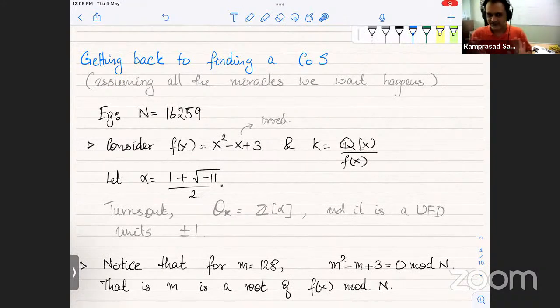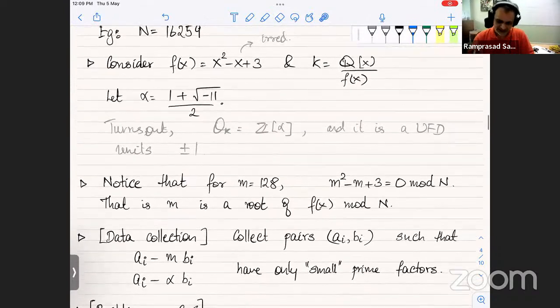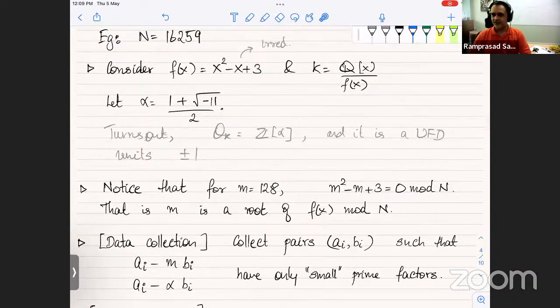So far, it just feels like some random things that we have done here. And now let's go to the main step, which is the data collection step. So what I'm going to do is the following. I'm going to find a whole bunch of pairs (a_i, b_i). I'm going to try them out, just like we tried out in all of the previous factorization algorithms, such that the following two numbers happen to be smooth.